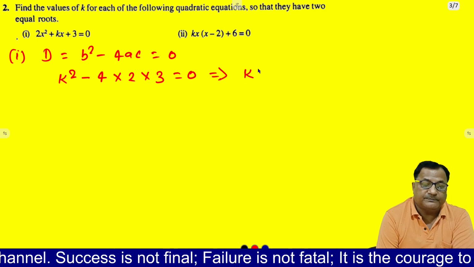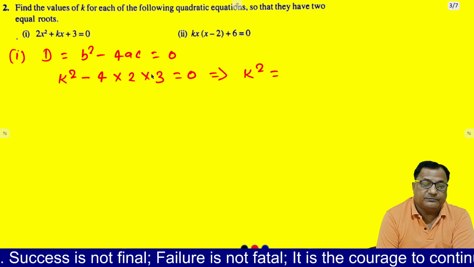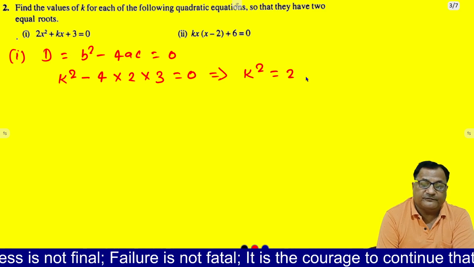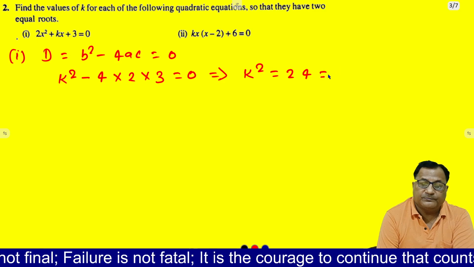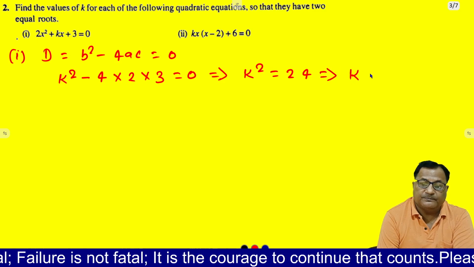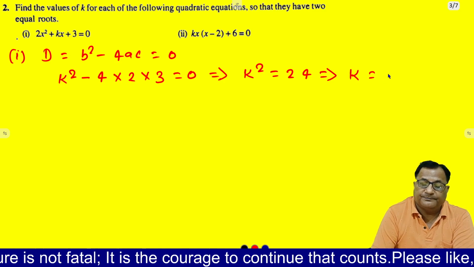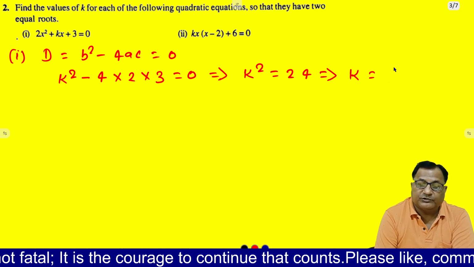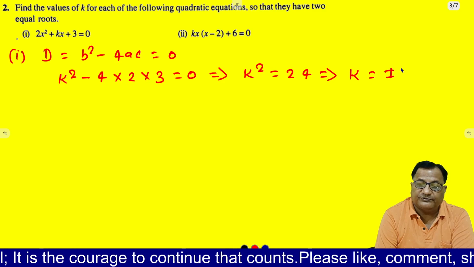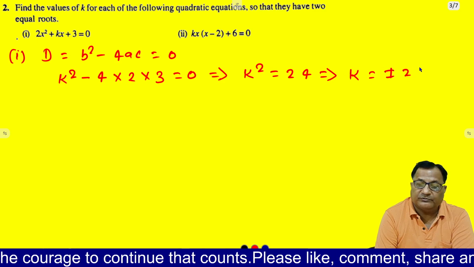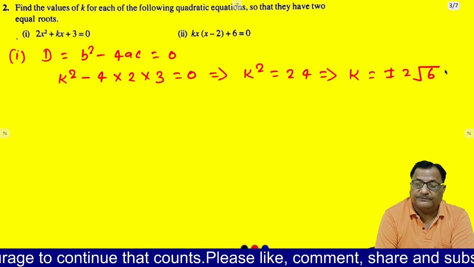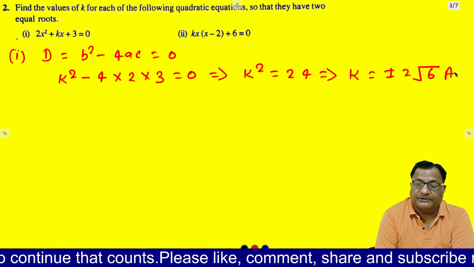k square is equal to 24. So k is equal to plus minus square root of 24. If we take out the square root, then this will be the answer.